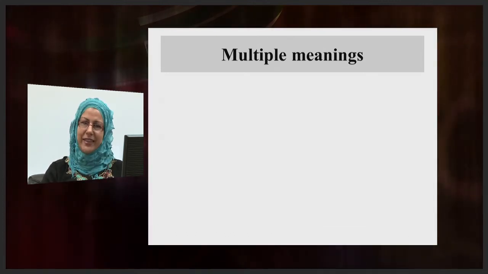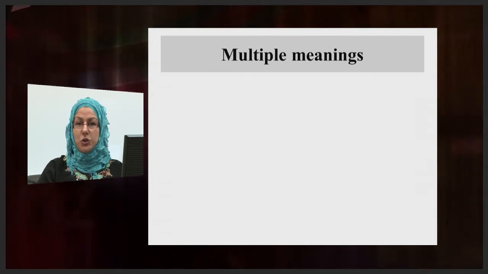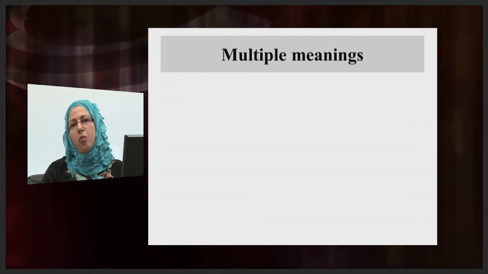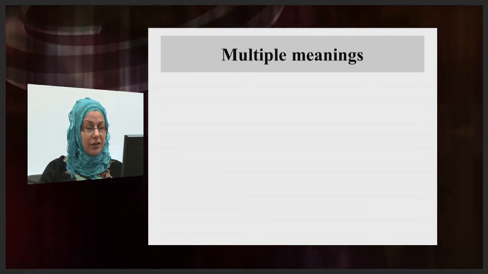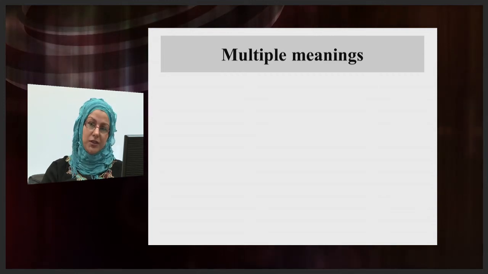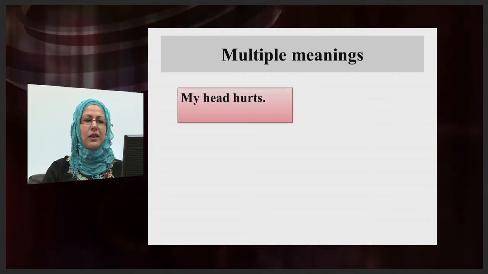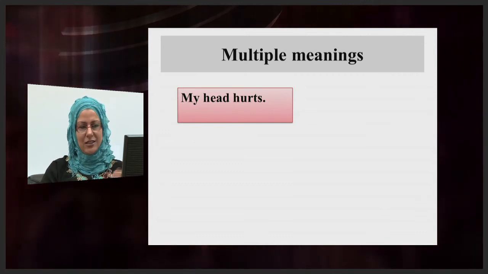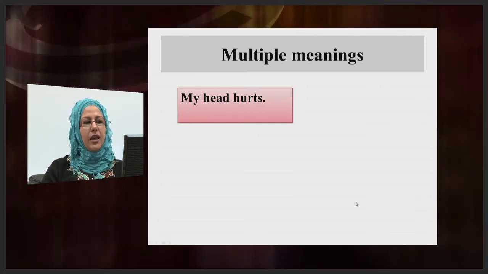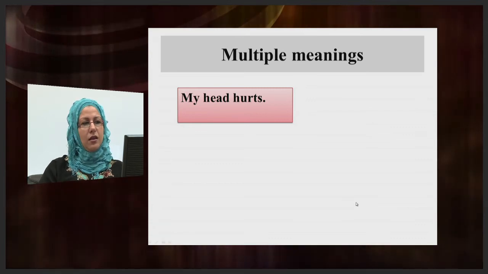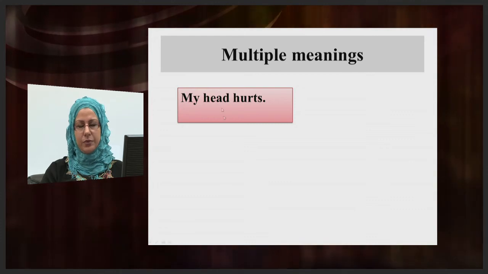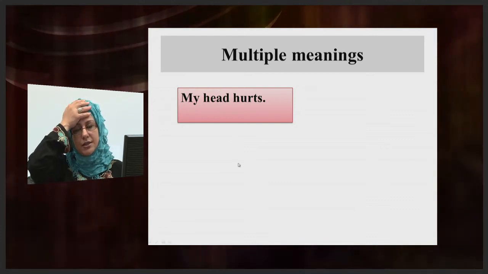And the last aspect now that's related to word use is multiple meanings. Some words in English may have more than one meaning according to the different situation in which it is used. We'll take just one example here to help you understand how it looks. If you say, "My head hurts," the target word here is head. "My head hurts."